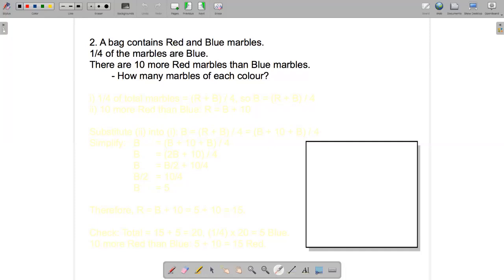Okay, again, we'll think about how to represent the information in the question using equations. Let's think about this statement. A quarter of the marbles are blue. If we let the letter R represent red marbles and the letter B represent blue marbles, the total number of marbles is going to be R plus B. A quarter of that is R plus B divided by 4. And we're told that a quarter of the marbles are blue. So therefore, R plus B divided by 4 must be equal to B. So let's write that down.